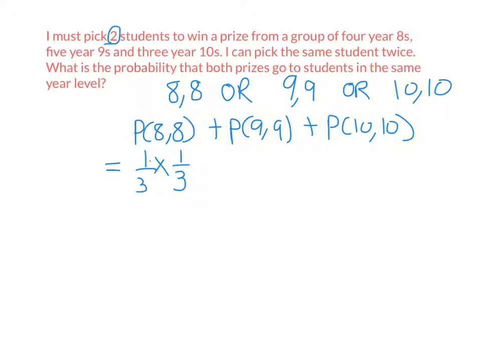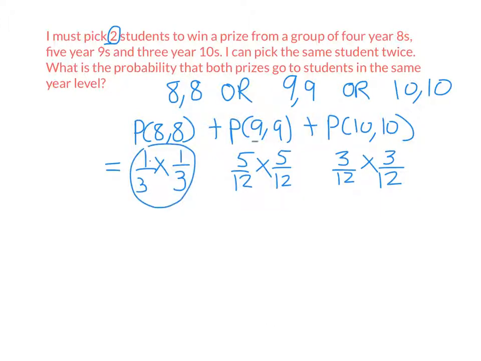Similarly, the probability I pick a Year 9 student the first go is 5 out of 12. Probability I pick Year 9 the second go is 5 over 12. These are independent, because if I pick randomly, it doesn't matter if I got a Year 9 the first go. I have the same chance of getting it the second go. And similarly for Year 10s, probability I pick a Year 10 the first go is 3 out of 12, or 1/4. Probability I pick a Year 10 the second go is 3 over 12. We times them together because they're independent. So this is the probability I get both Year 8s, both Year 9s, both Year 10s, and I add them up because they are mutually exclusive.